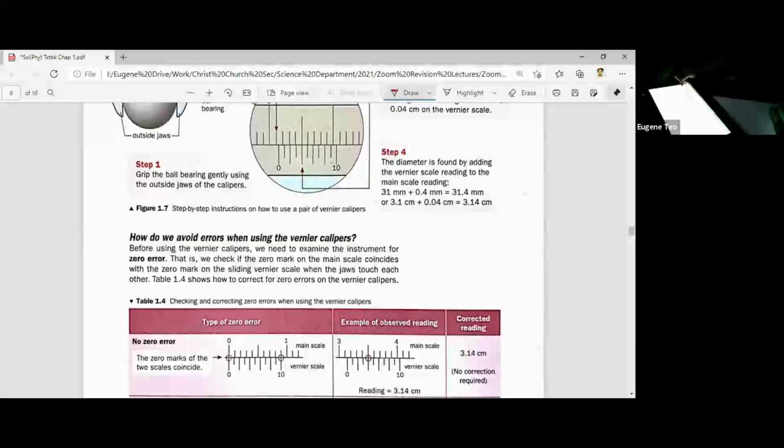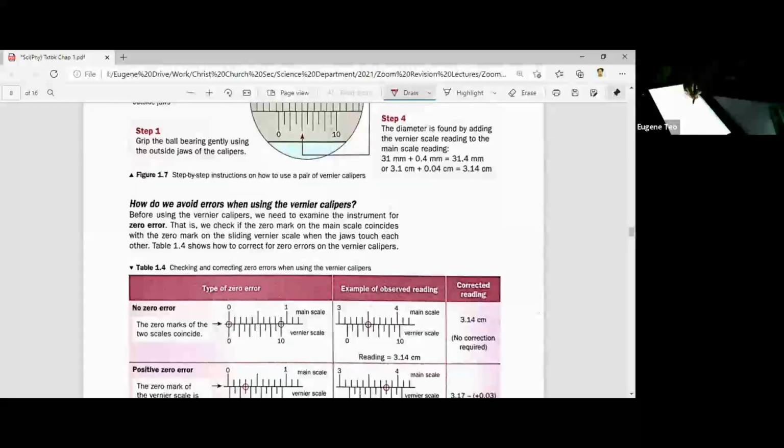Now first things first, let's look at this one, an example of the observed reading. You can see here they say the reading is 3.14. How do they get the 3.14? Do take note, the first two numbers, 3.1, actually come from the main scale. This 4 over here is a reading that you get from the vernier scale.